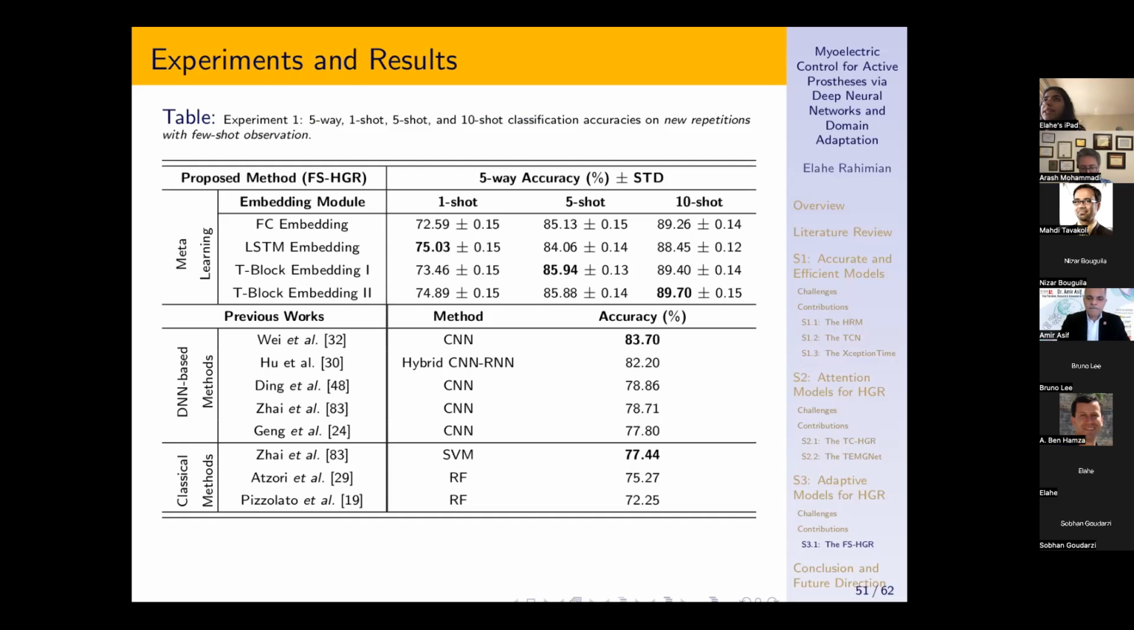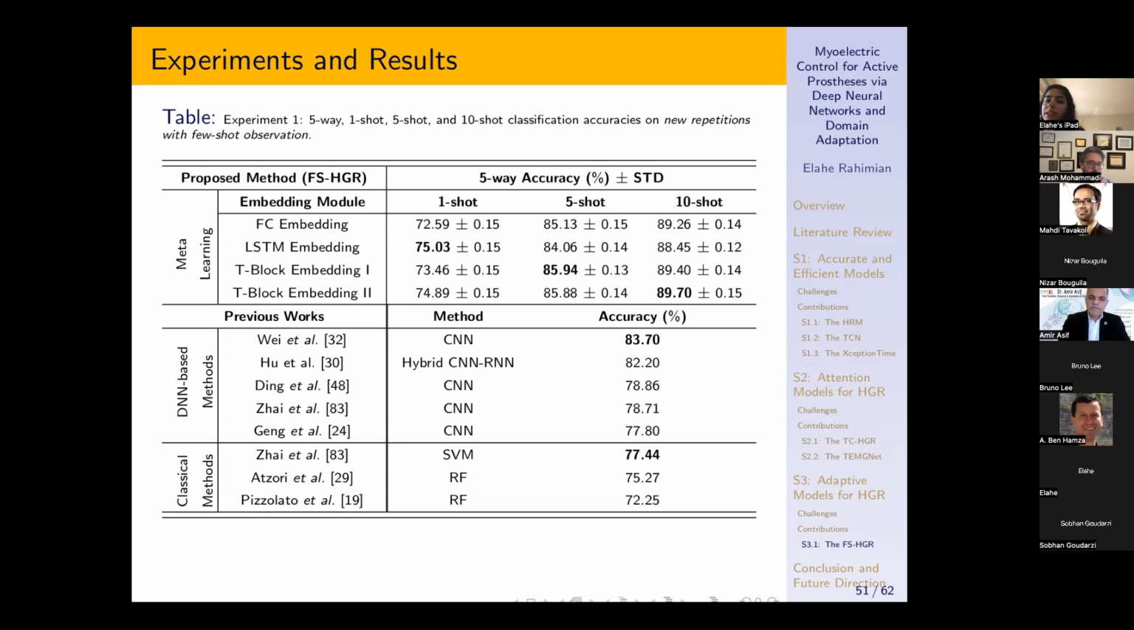So here we have the experiment and the results. First of all, we measure the accuracy when we have new repetitions. It means that, for example, if for each gesture we have 6 repetitions, 4 repetitions are for training and validation, and 2 repetitions are considered for testing. We can see that when we increase the number of shots, we can increase the accuracy, because from each class we are observing more examples.